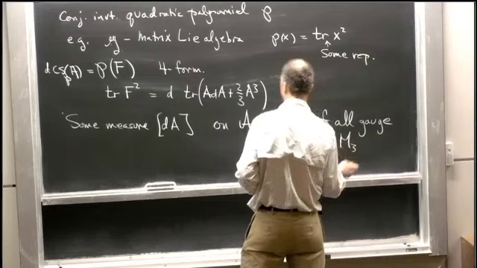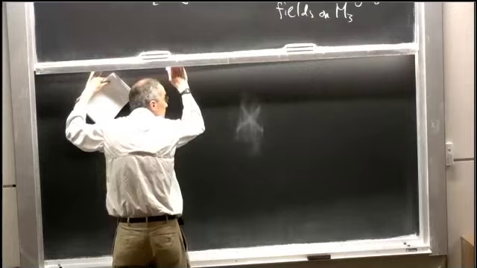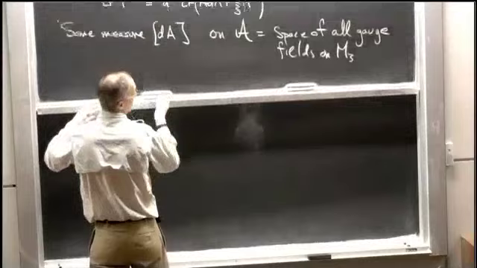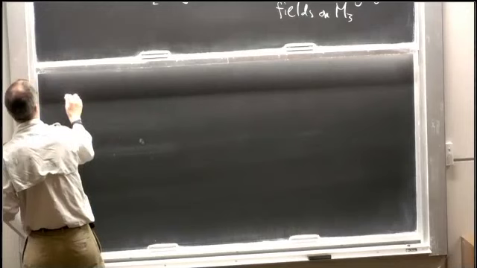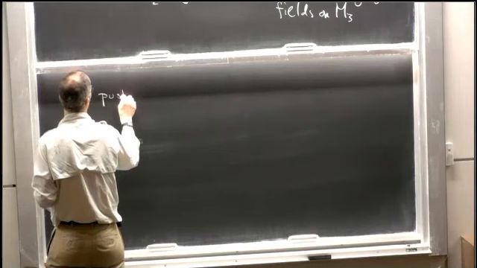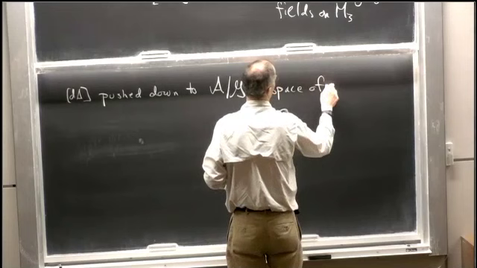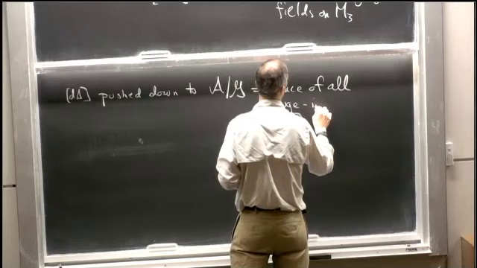And moreover, we imagine that this measure, dA, can be pushed down to what's called A mod G. This is the space of all gauge inequivalent field configurations.